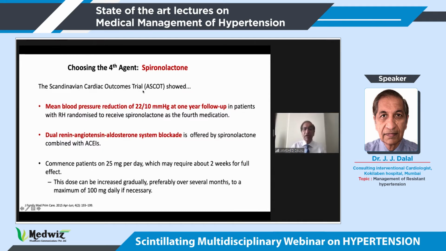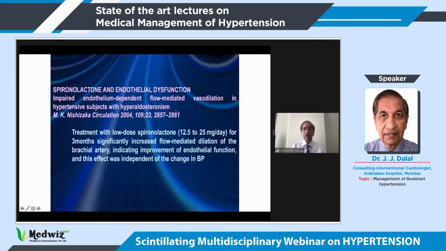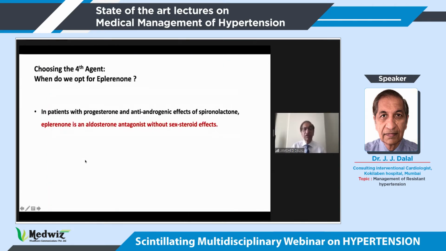As we can see, spironolactone produces a significant reduction of blood pressure. The dual renin-angiotensin-aldosterone blockade offered by spironolactone is beneficial. You can of course start with a small dose and gradually build it up, even up to 100 milligrams if necessary. We also know from previous data that spironolactone has benefit in terms of endothelial dysfunction, and this can be a further beneficial effect of aldosterone antagonists.